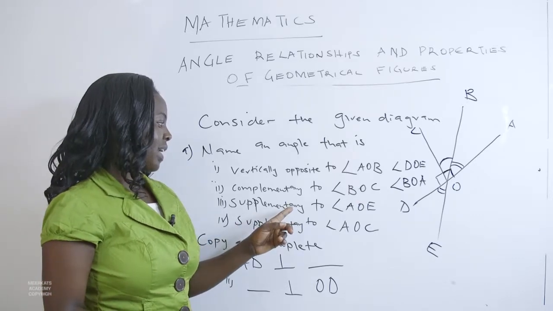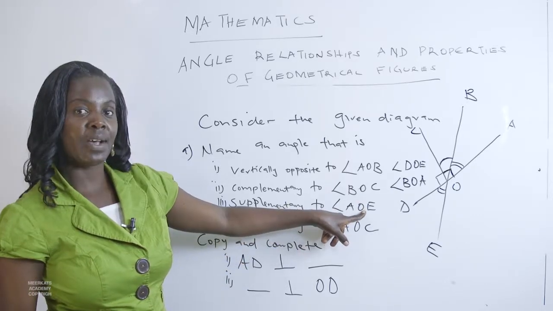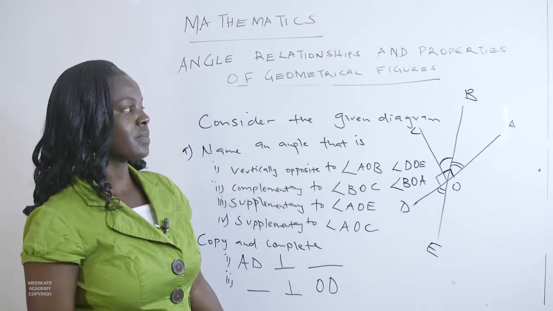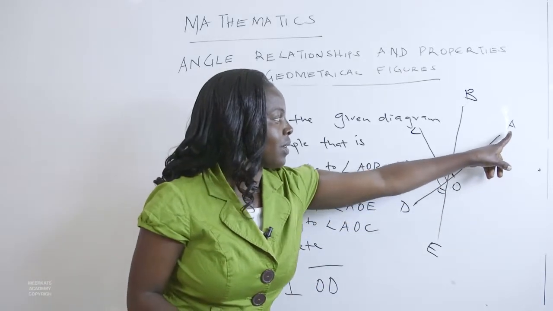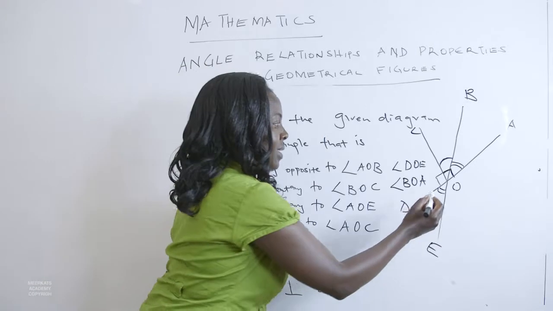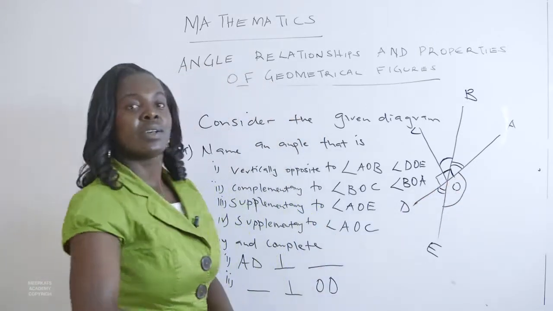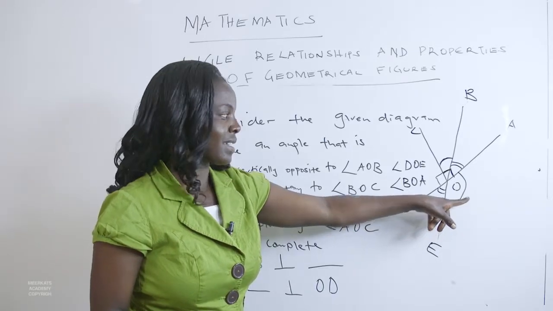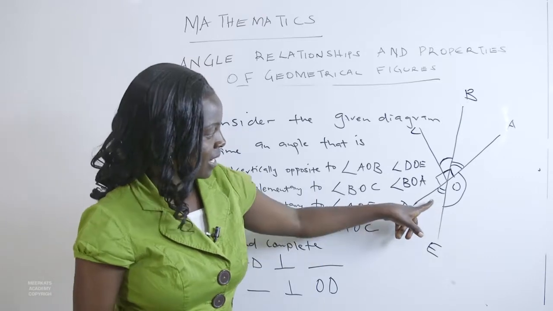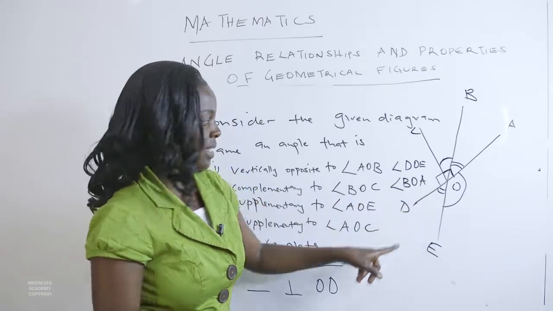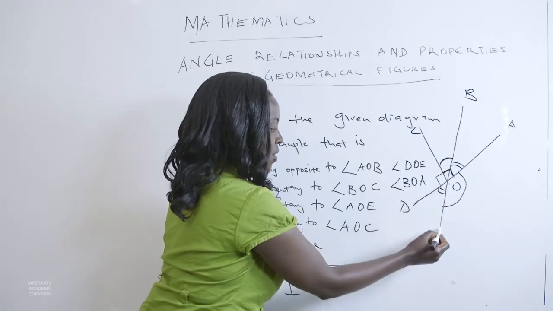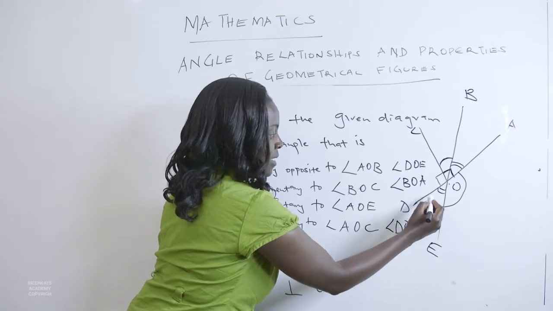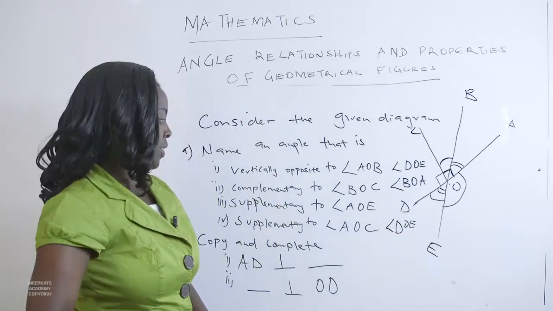You're also asked to give an angle that is supplementary to angle AOE. So let's identify angle AOE. They are talking about this angle here. Which angle is supplementary to this angle? Meaning they add up to 180 degrees. These are angles in a straight line. So which angle is missing to make a straight line with this? It is angle DOE, this angle here.